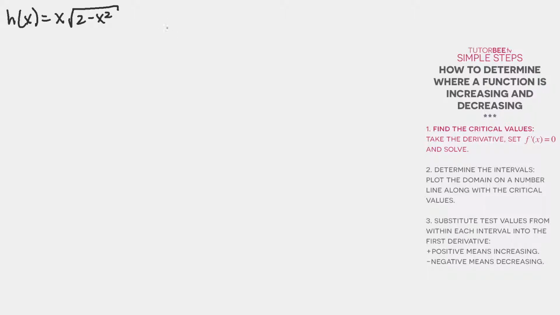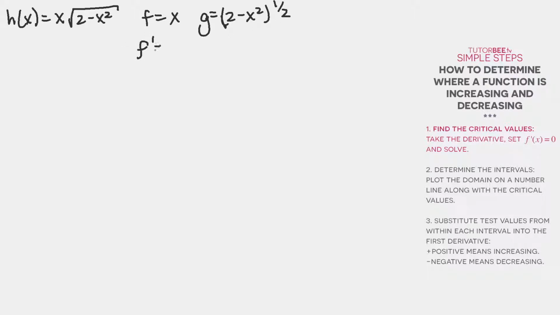So when we take the derivative of this, we can see that it's a product of two functions, x and the square root of 2 minus x squared. So that requires us to use the product rule. The first function f is x, and the second function g is the square root of 2 minus x squared. So I'm going to change that to 2 minus x squared to the 1 half.